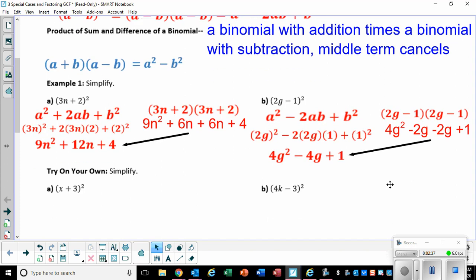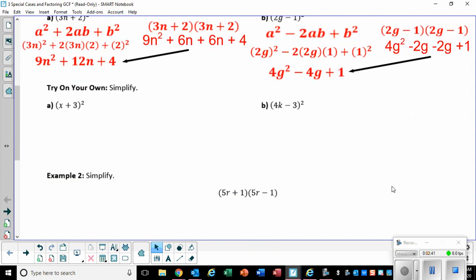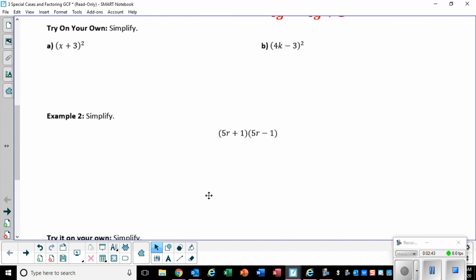So now you guys are going to try these two on your own, and we're going to move on to example 2. So this is the sum and difference one because they are the same numbers but different signs. So I can go ahead and use this setup where I know what a and b are, and I can just write it as a squared minus b squared. So here a is 4r, so I would go ahead and square that, and b would be 1, so I would square that and just simplify. I get 25r squared minus 1.